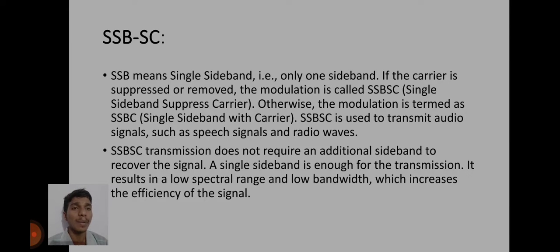SSB means single sideband, that is only one sideband. If the carrier is suppressed or removed, the modulation is called SSBSC. Here the carrier and a sideband are suppressed and only a single sideband is transmitted. Otherwise, the modulation is termed SSBC, single sideband with carrier. Single sideband suppressed carrier is used to transmit audio signals such as speech signals and radio waves. SSBSC transmission does not require an additional sideband to record the signal. A single sideband is enough for the transmission.